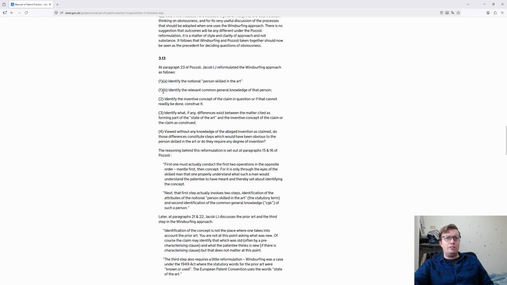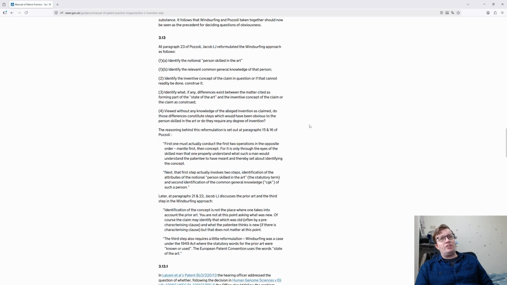So step one is to identify the notional person skilled in the art and their relevant common general knowledge. Then step two, identify the inventive concept. Again, you're looking at the claim. This is claim one, by the way, so we're not worried about claim 10. We're worried about claim one because that is what we're granting. The dependent claims, all the other claims, don't really matter, in the sense that if it's not in claim one, it doesn't really count. There might be an inventive concept in there, but they'd have to amend it to put it into claim one.